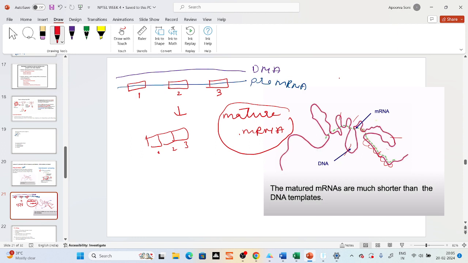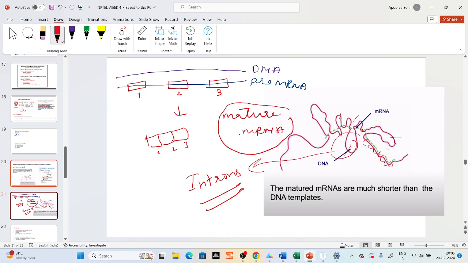So this led to the discovery that certain regions of the pre-mRNA get removed while they are processed to mature mRNA. And these removed regions are nothing but introns. This is because of R-loop hybridization, which says that RNA is able to hybridize with DNA. Because RNA is able to hybridize with DNA, we are able to see that pre-mRNA is of similar length to DNA, while mature mRNA is of different length.